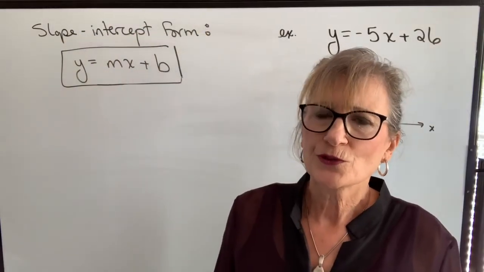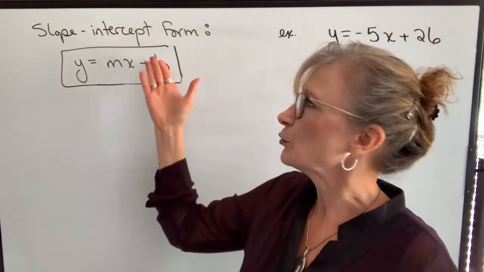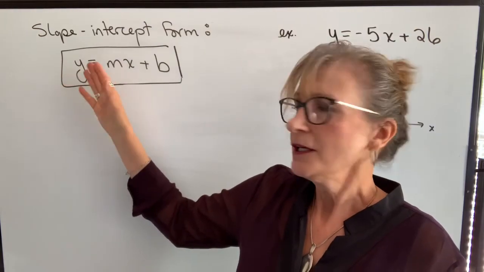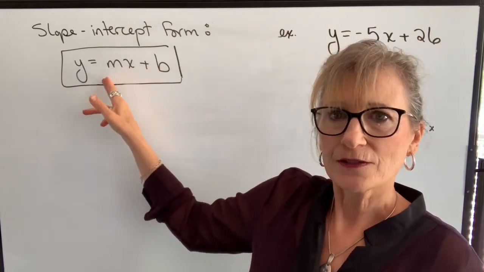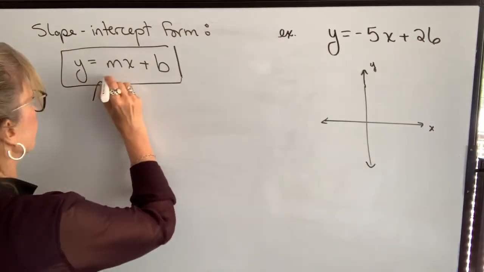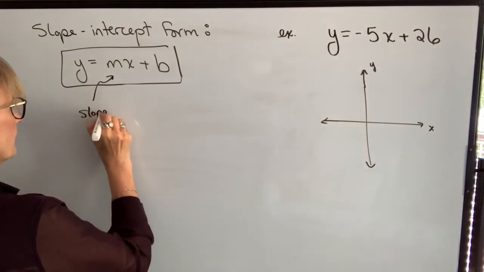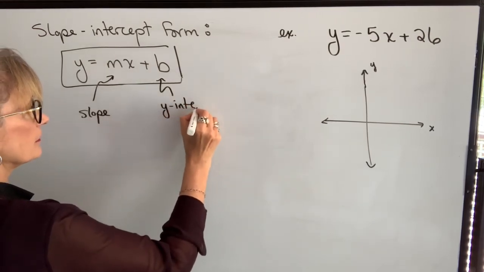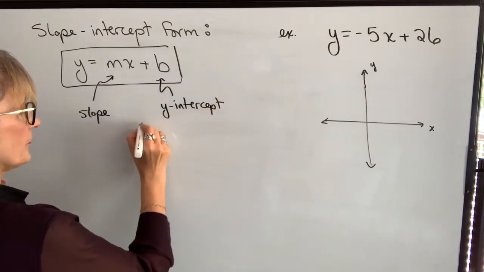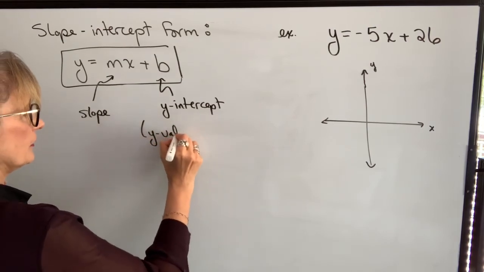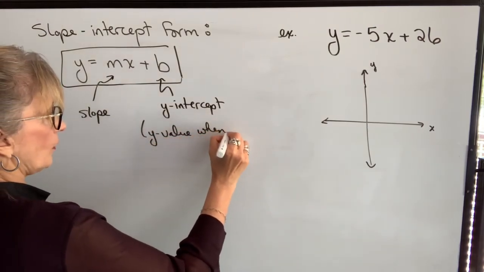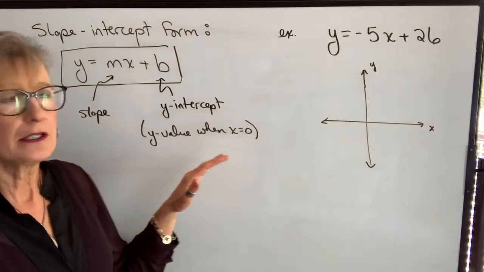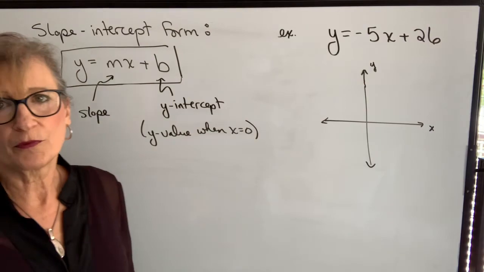Probably the form for the straight line that you'll see most often is called the slope-intercept form, and that will be obtained when you isolate the y. You'll notice that the coefficient for your x will be the slope. The constant will be the y-intercept. And the y-intercept is the y value when x is equal to 0. So that gives us quite a bit of information about the line just in that form of the equation.